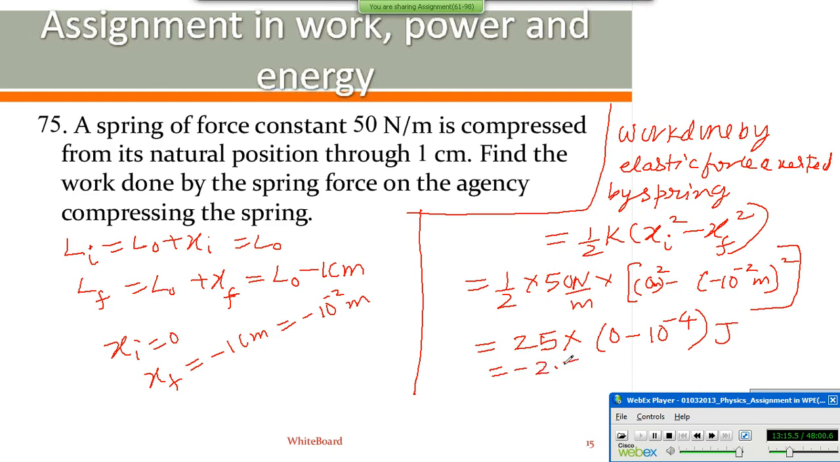So the answer is minus 2.5 into 10 power minus 3 joules, or minus 2.5 millijoules. As I discussed in the theory part, in general if a spring is compressed by a distance x from its natural length, the work done by the elastic force of the spring is minus half kx square. In case you remember that conclusion, you can directly write minus half kx square, then take x equal to 10 power minus 2 meter or minus 10 power minus 2 meter. You get the same answer.